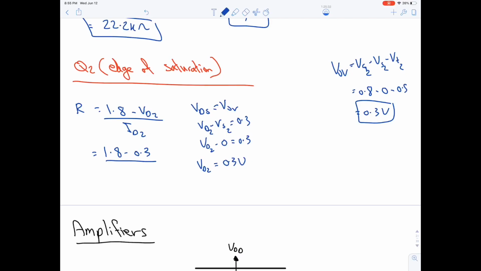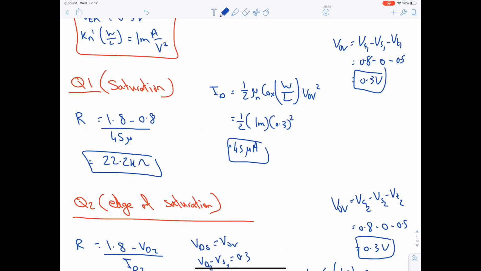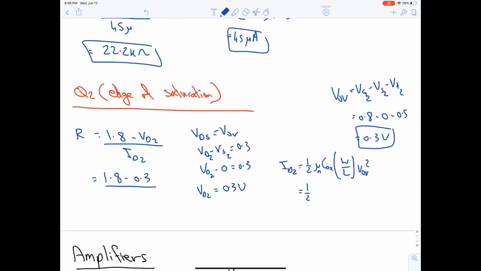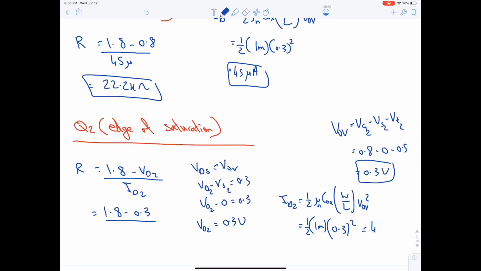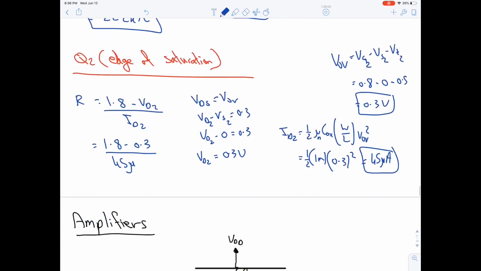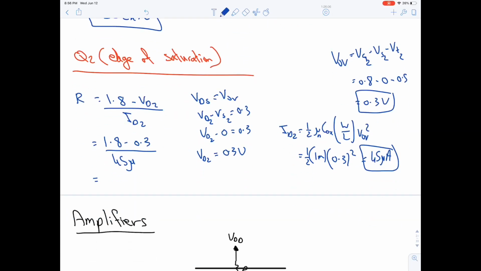We need now ID2 only. ID2 is equal to half mu NCOX W over L VOV squared. Half mu NCOX is what? 1 milli. VOV is 0.3 squared. This will give us 45 microampere, which is equal to 33.3 kilo ohm.